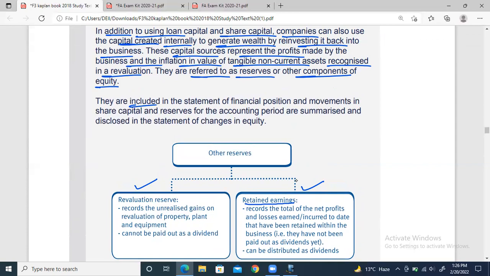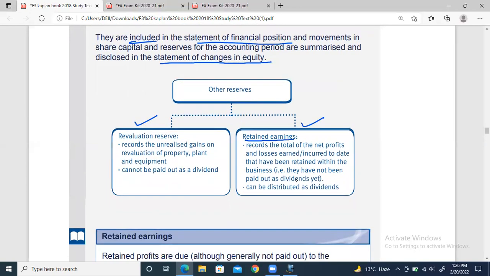Okay, so they are referred to as reserves or other components of equity. They are included in the statement of financial position under the equity section, and also in the statement of changes in equity. Again, regarding this, you will be more clear when we start the financial statements chapter. So revaluation reserve records the unrealized gain. Again, the key word over here is unrealized. We actually don't have the physical cash. It's just an increase on paper, just an imagination.